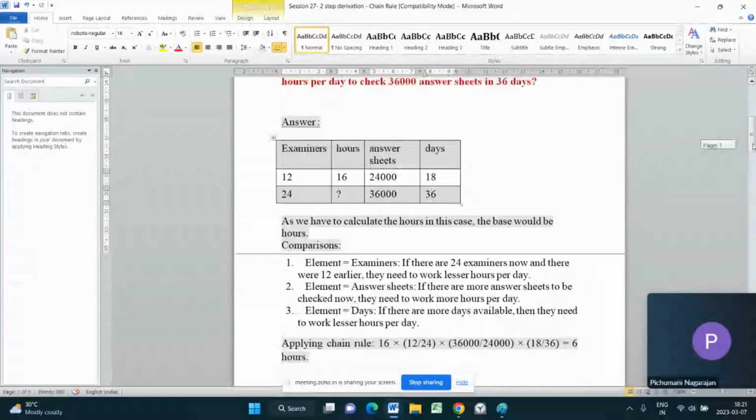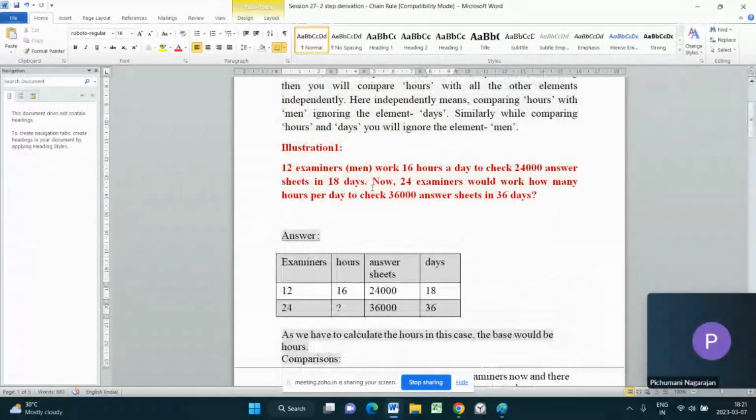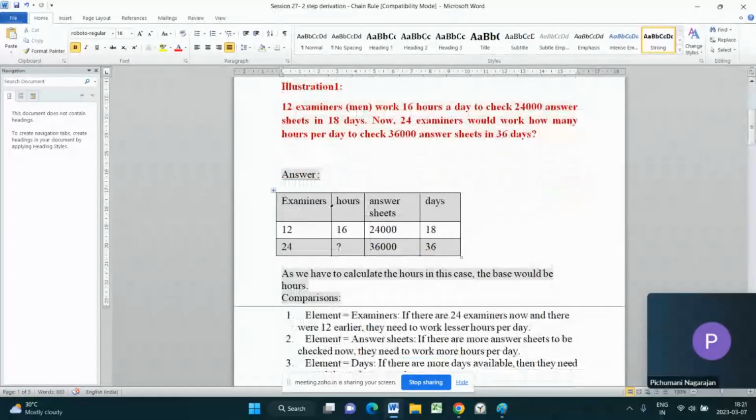For everybody, I will repeat it once. 12 examiners work 16 hours a day to check 24,000 answer sheets in 18 days. 24 examiners would work how many hours per day to check 36,000 answer sheets in 36 days? You have to draw this.